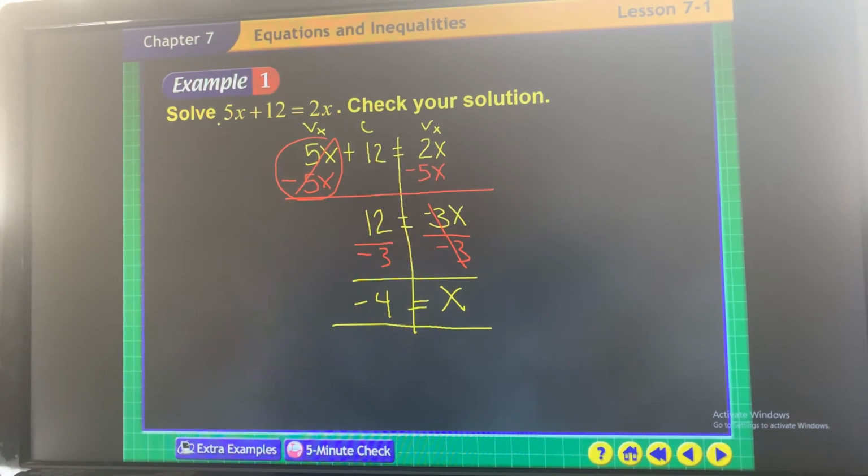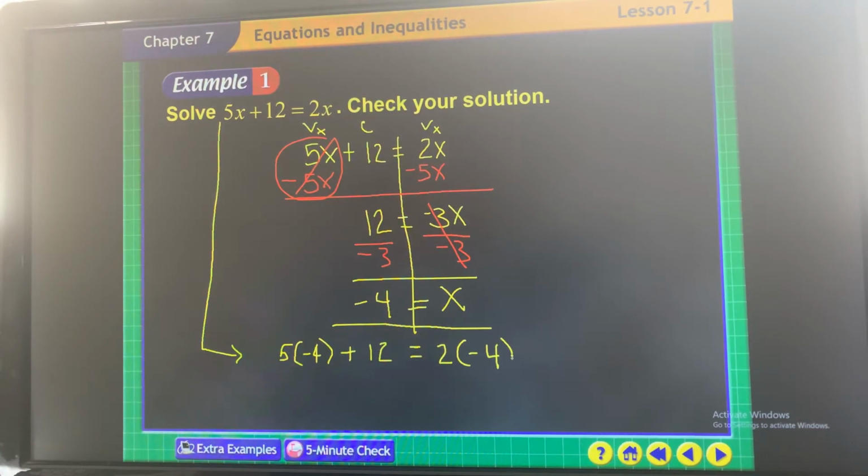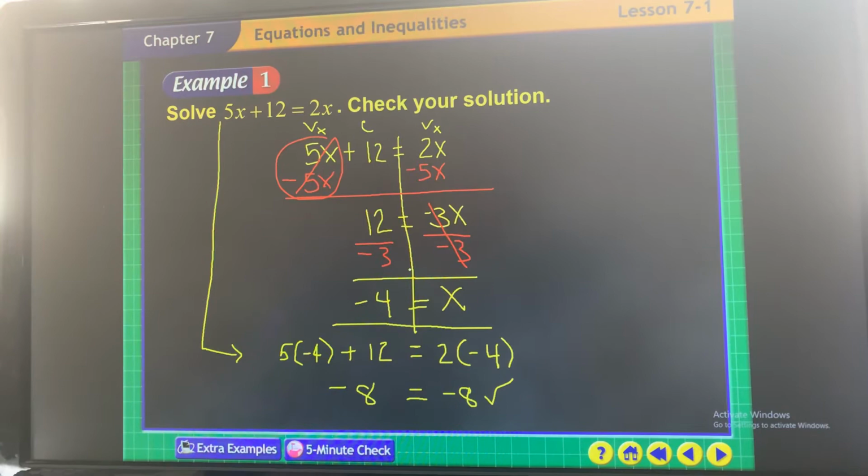And then you go ahead and check it back into the original problem. 5 times negative 4 is equal to negative 20, plus 12 is equal to negative 8. 2 times negative 4 is equal to negative 8. So both sides are equal, and if both sides are equal, then you know that it's a true equation and you solved it correctly. So it just requires a lot of paper. You'll need to use a lot of paper in your notebook. I would spread it out. Make sure you don't try to just squeeze it into one little area.